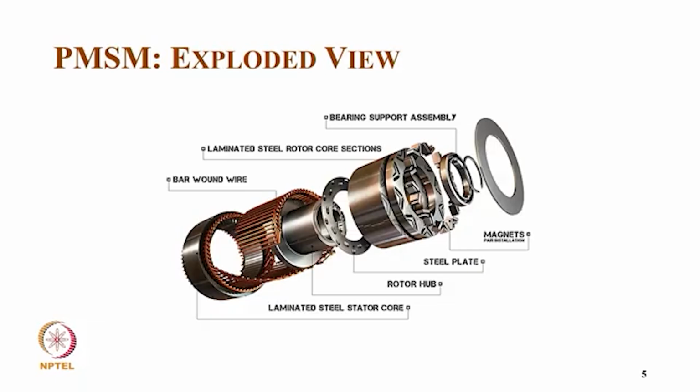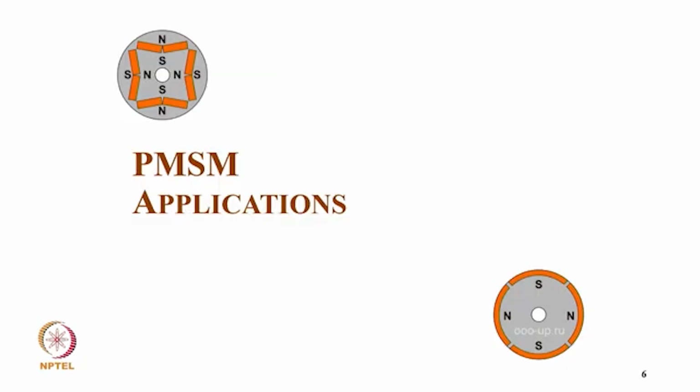However, we have an inverse saliency in this case, because on the direct axis we put the permanent magnet, but the air gap is quite large, so you can call it the Ld is lower than the Lq. That's why we call it inverse saliency. But the rotor is very smooth, so it's normally preferred for electric vehicles for high speed operations, as you can see here. So now these are typical configurations.